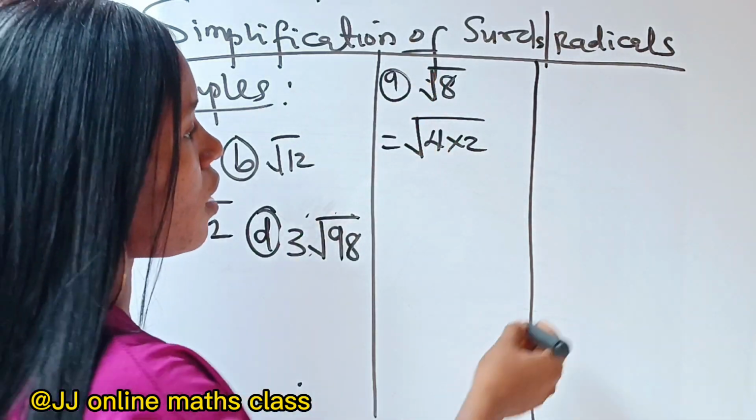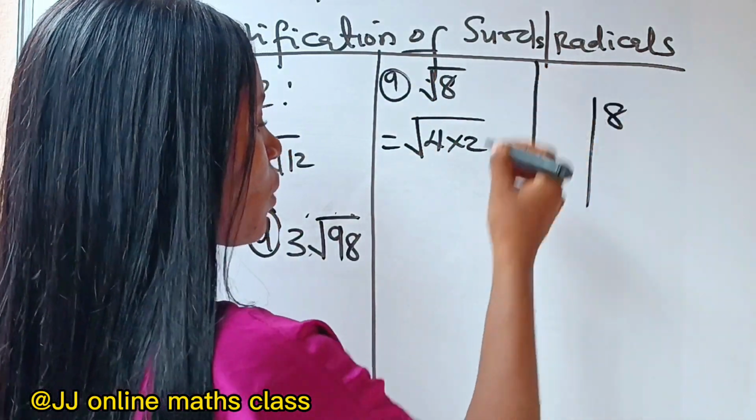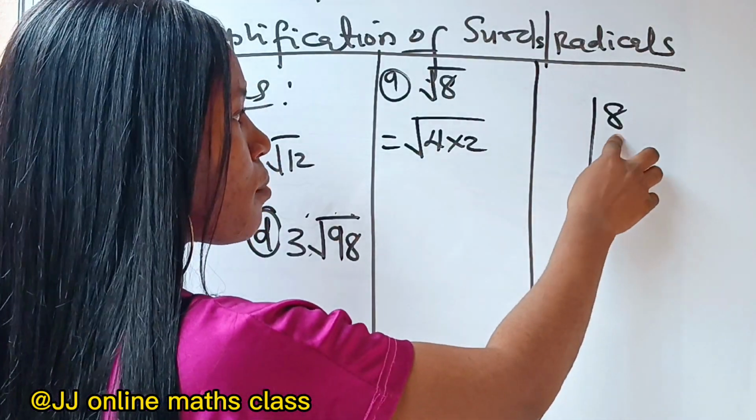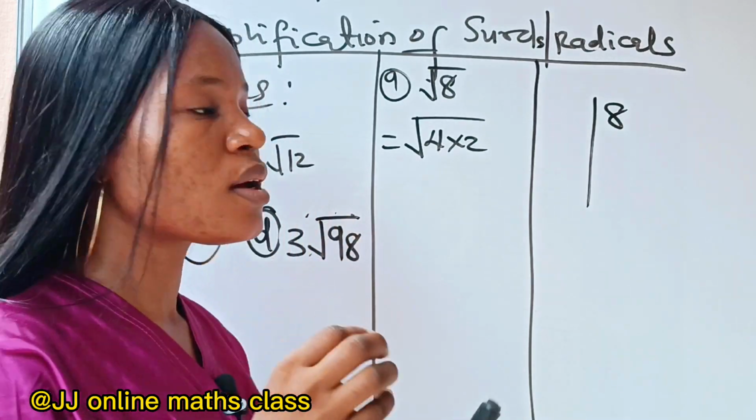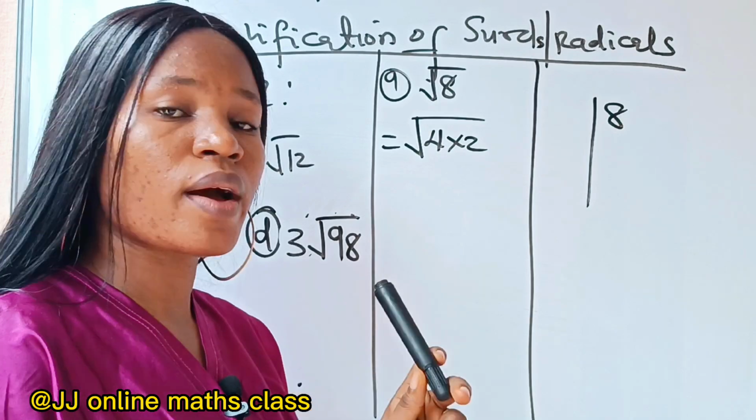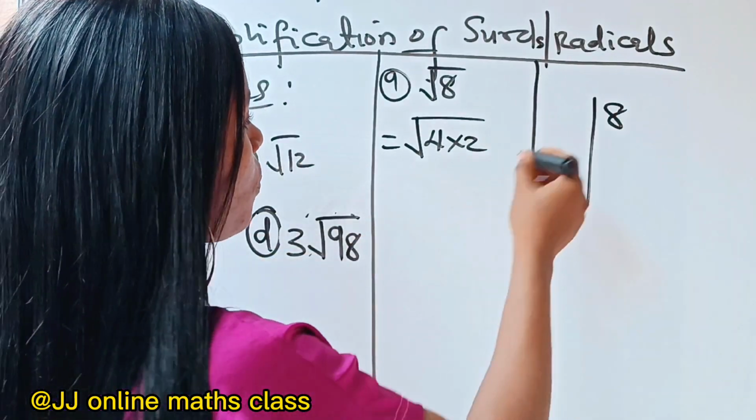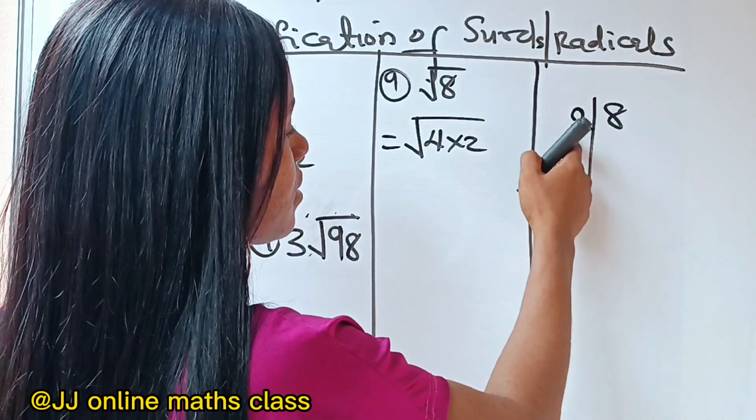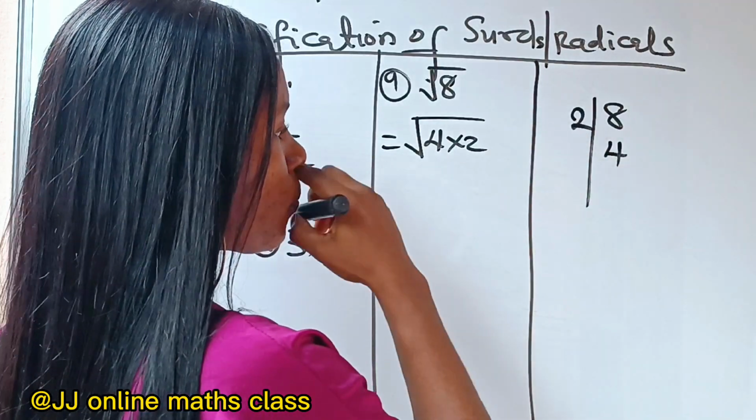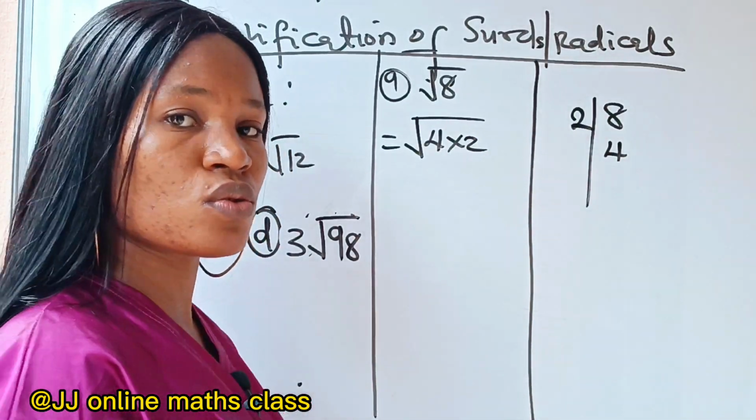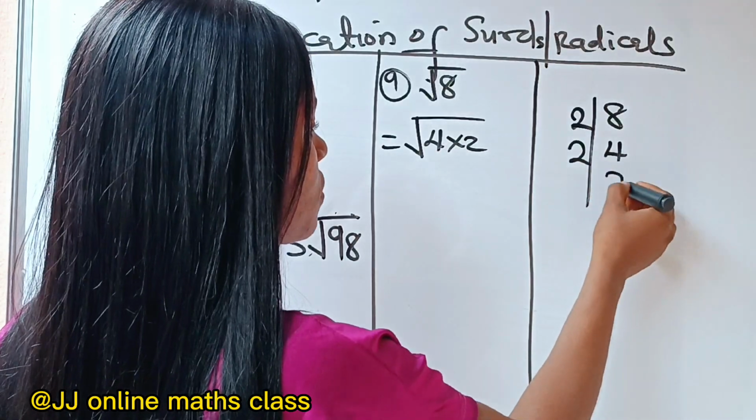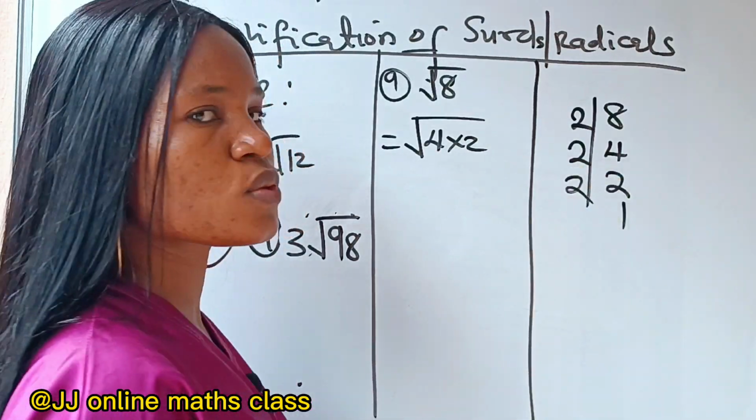This is how I solve it. You write your 8. You're going to divide this 8 by the smallest number possible. The smallest factor aside from 1 that can divide 8 is 2. So we're going to start dividing with 2. When 8 is divided by 2, we will have 4. The smallest number that can divide 4 apart from 1 is 2 as well. So 2 will divide 4 to give us 2. 2 will divide 2 to give us 1.